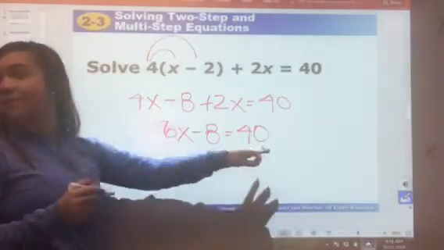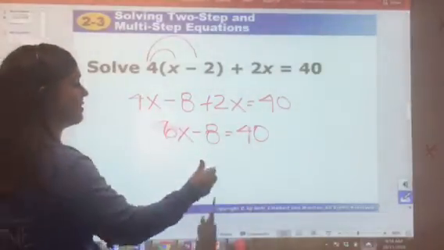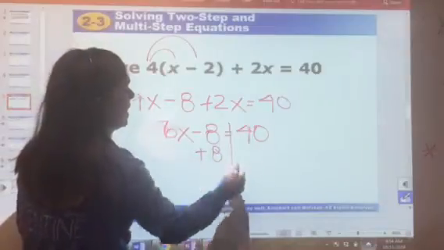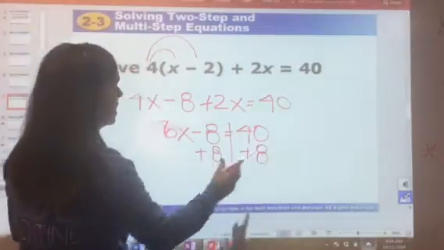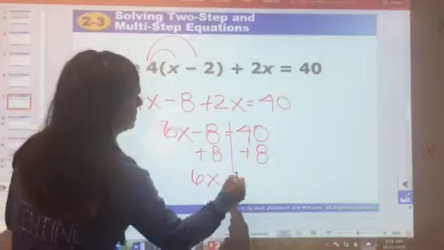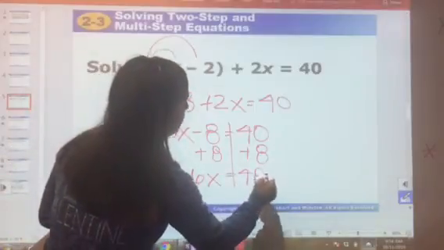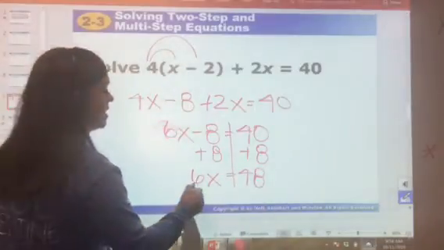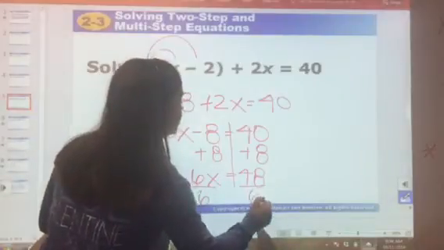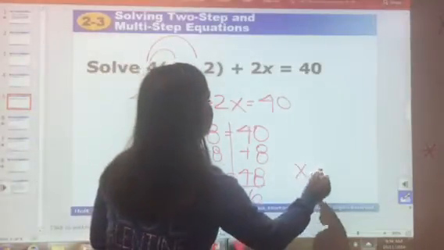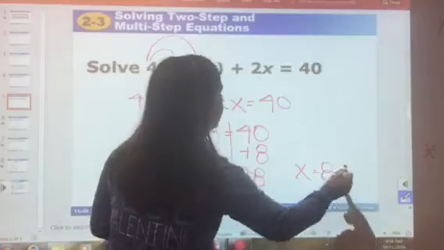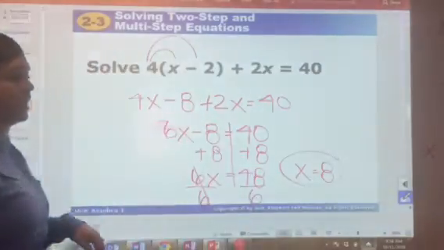Now I'm going to start doing my inverse operations. I have my negative 8, so I'm going to add 8. What you do to one side, you do to the other. So 6x equals 48, and then I'm going to divide by 6. 48 divided by 6 is 8. So x is equal to 8.